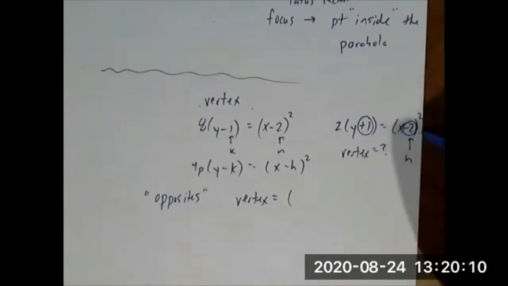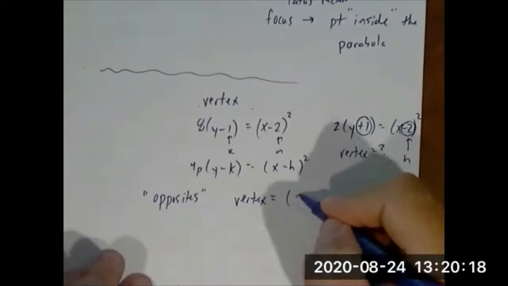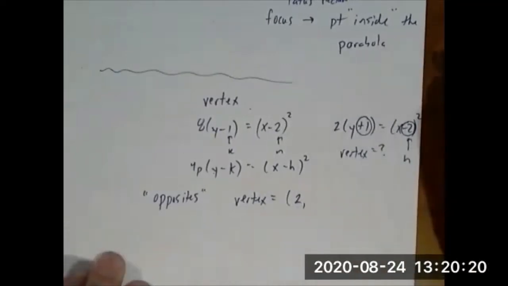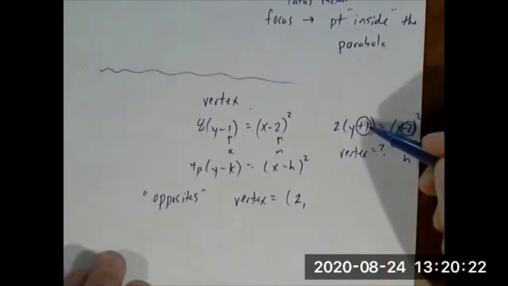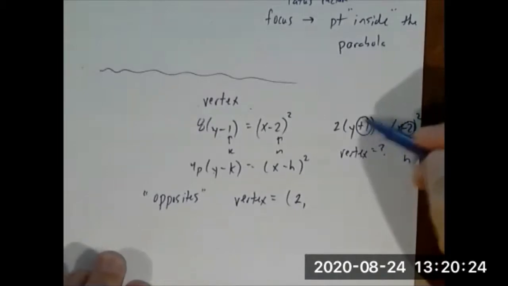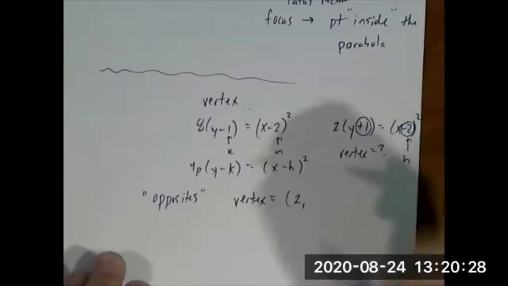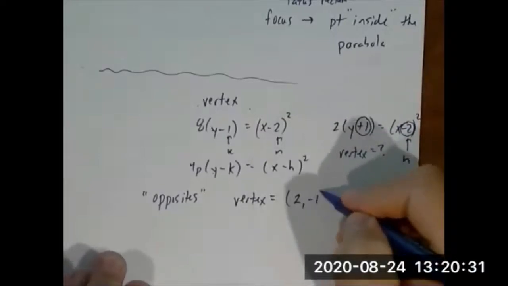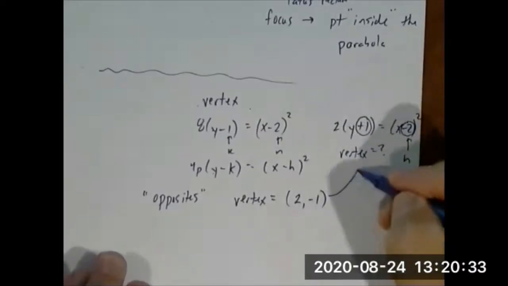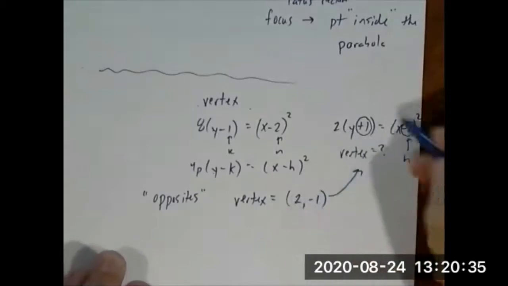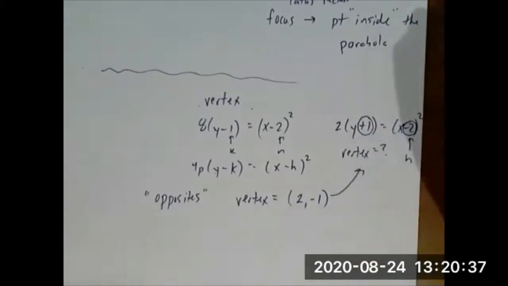What does that mean? Well, for the h, I look up here and I see I've got a minus 2. The opposite of minus 2 is 2. So that's the x value of my vertex. I look for the k or the y value of the vertex. I've got a plus 1 here. The opposite would be minus 1. 2, negative 1 is the vertex for this equation.